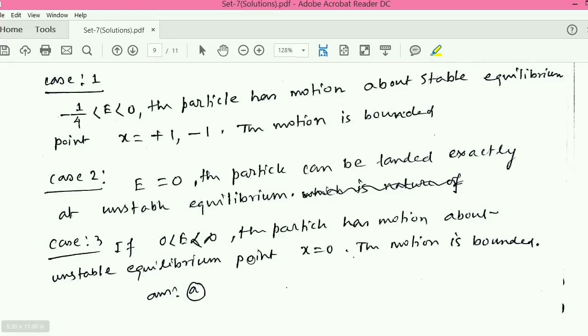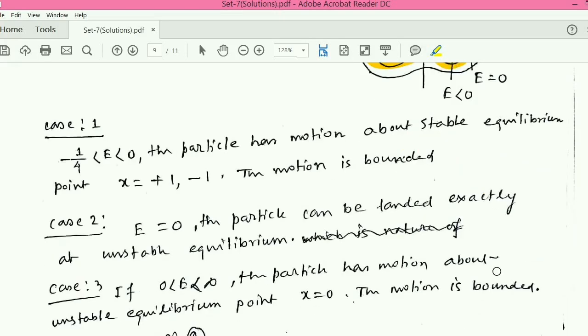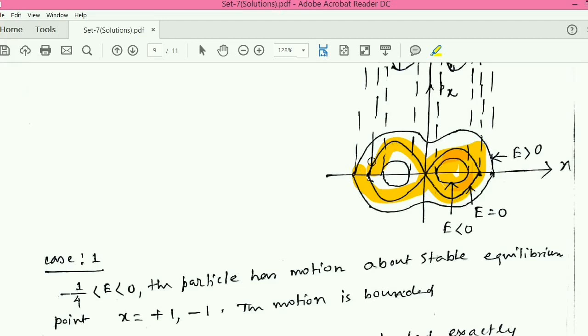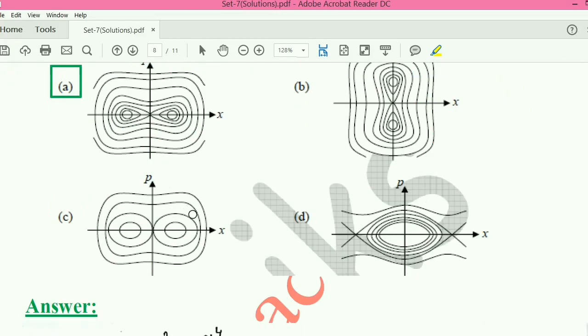Next, case 3, if 0 less than E less than infinity, the particle has motion about the unstable equilibrium point x equal to 0. So the motion is also bounded here. So the resultant phase space trajectory is this, and it is matching with option A. So option A is the correct option.